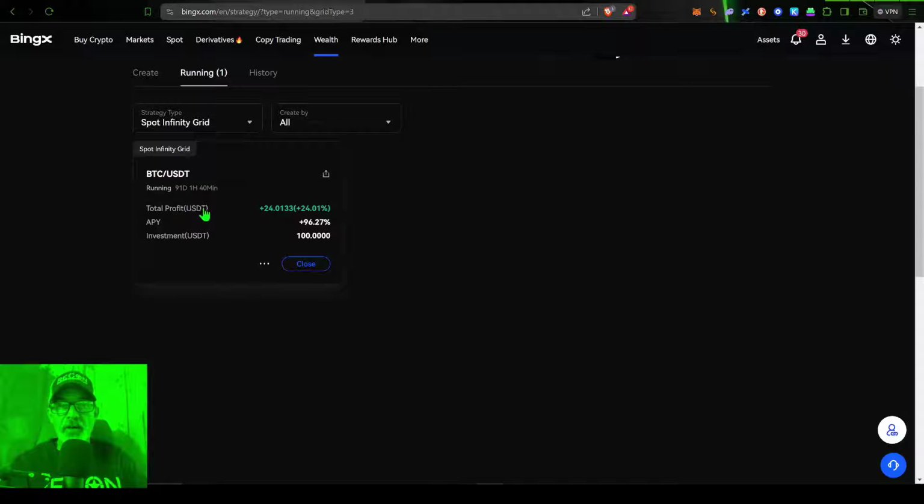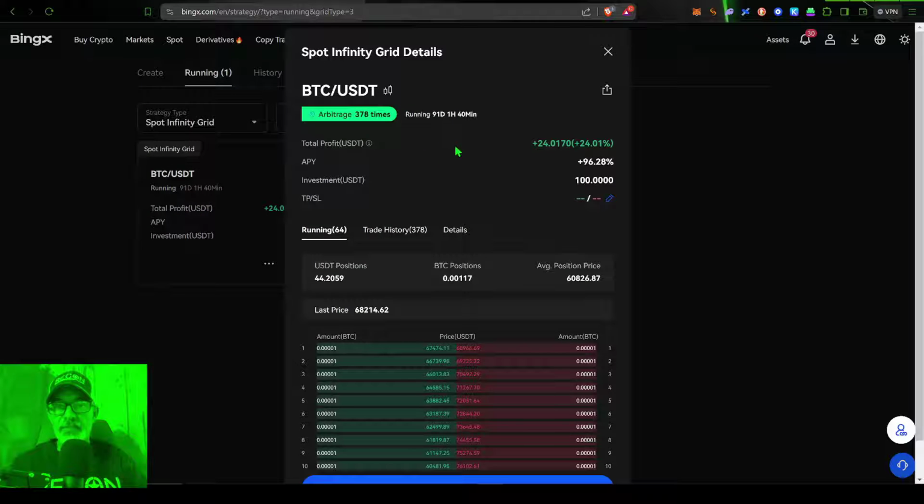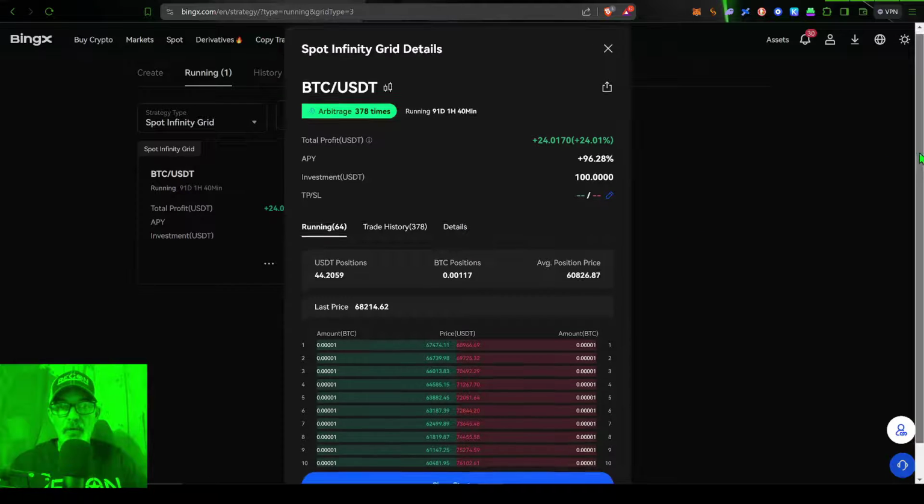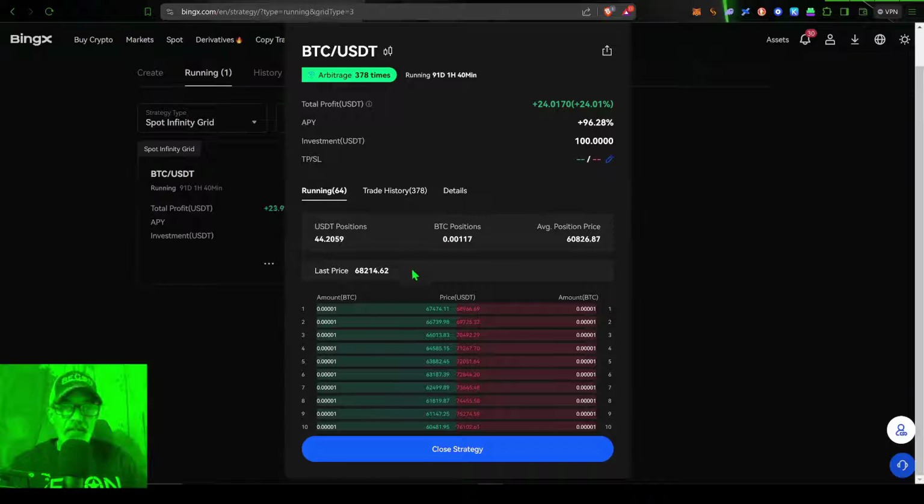Now, if I click on this bot, it will bring up some details. You can see it's actually executed 378 trades, whether that be buy or sell trades. You can see my current positions that the bot holds. I only invested $100 in this bot. I was testing it out.